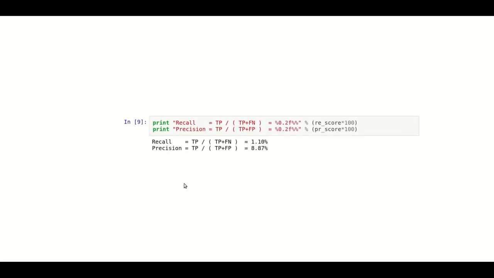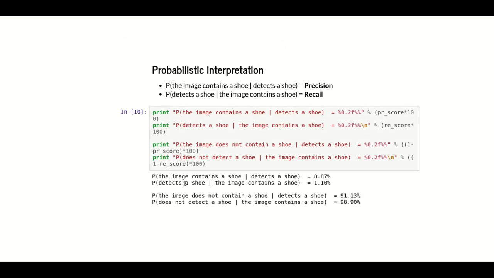When we do the calculation, we notice how bad this model is. Its recall is 1.1% and precision is 8.8%. A fun way to look at recall and precision is through their probabilistic interpretation. They are conditional probabilities, which state that for precision, given that the model made a detection, what's the probability that there's a shoe really in front of the robot? For recall, it says, given that there's a shoe in front of the robot, what's the probability that the model will detect this shoe correctly?